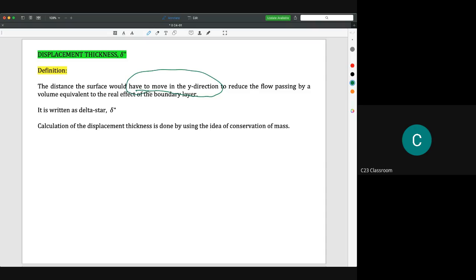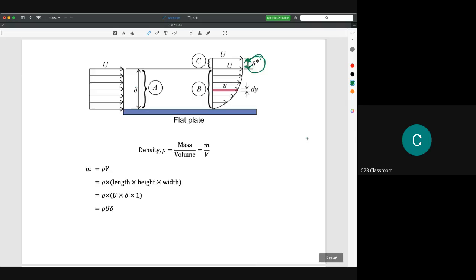So this is the distance that you should move in your diagram to make sure that the mass, the volume, is equivalent to the real effect of the boundary layer. Okay, the idea, in simple words, is to make sure that the conservation of mass is being fulfilled. Now we could start an equation here, by the idea of conservation of mass.